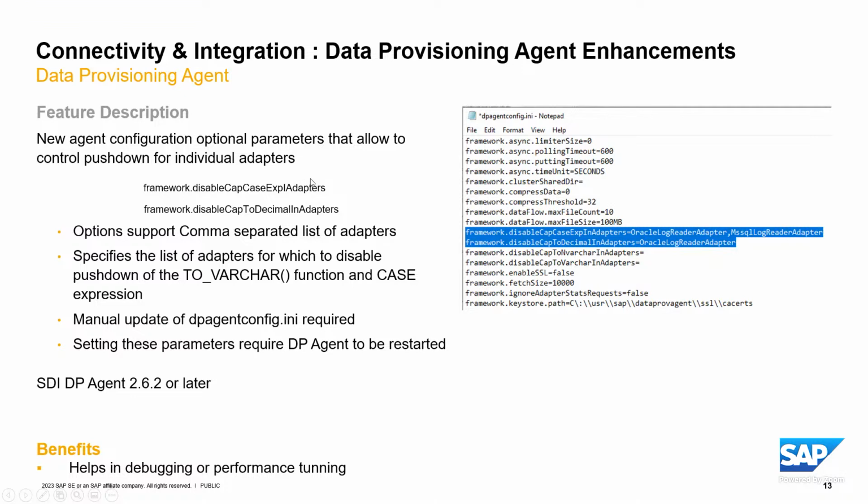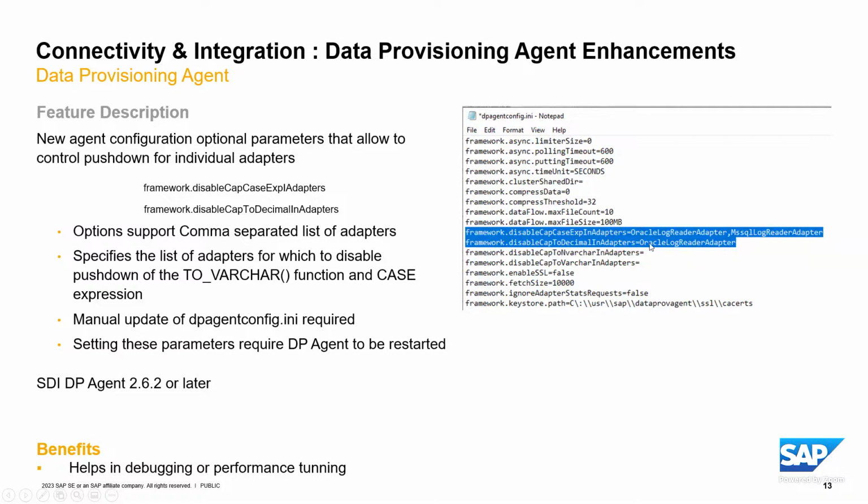These parameters help in enabling and disabling the push down of certain functions. In the past, we supported some functions. Now we added support for 2 functions. These parameters are optional parameters. The first one is to control the push down of case expression. It can be used for a single adapter or multiple adapters. And the next one is to control the push down of 2 decimal functions. Again, this can be applied for individual or multiple adapters.